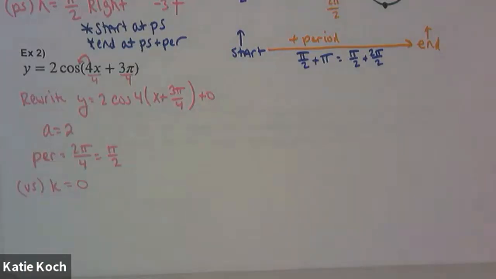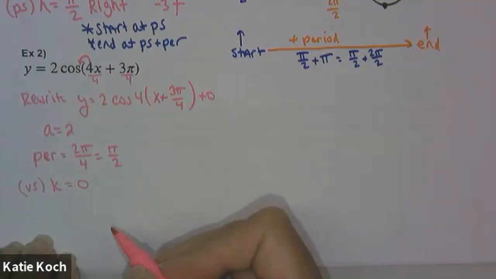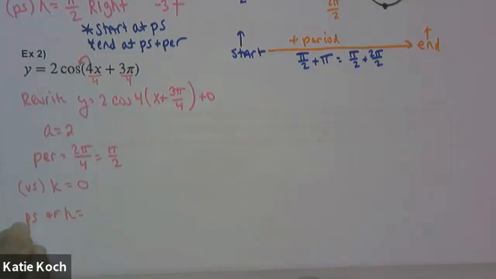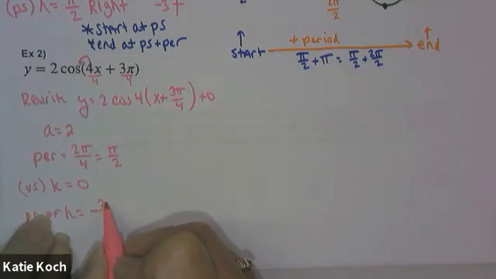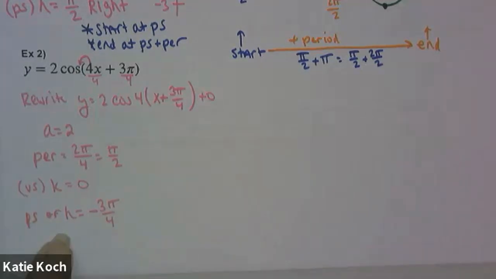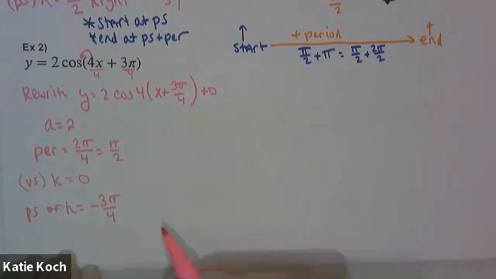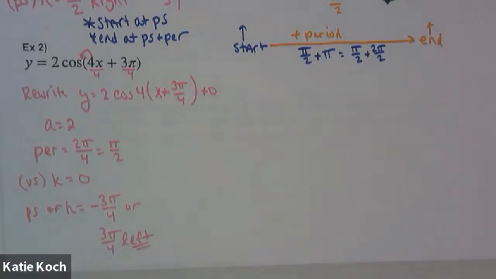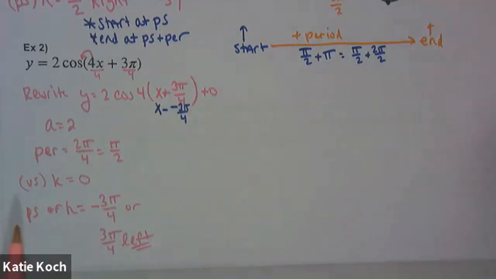So tell me in the chat here, am I going to go left or right? Correct, the phase shift. Now you can call it PS, or I like to call it H, because that's what we call it first semester. It is going to be a negative 3 pi fourths, or I actually like to write 3 pi fourths left. That one actually tells my brain, okay, don't forget I'm going to the left. Here we go. Let's actually graph this guy.